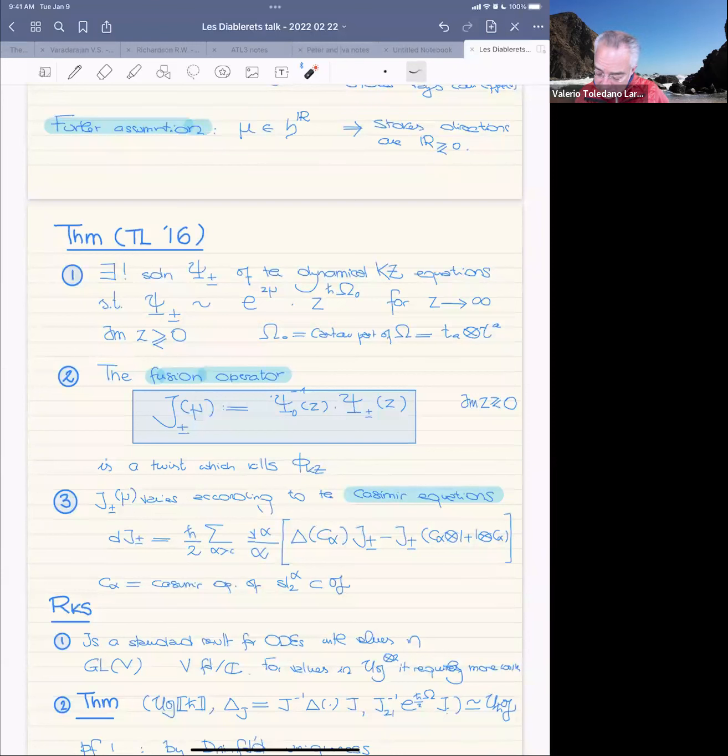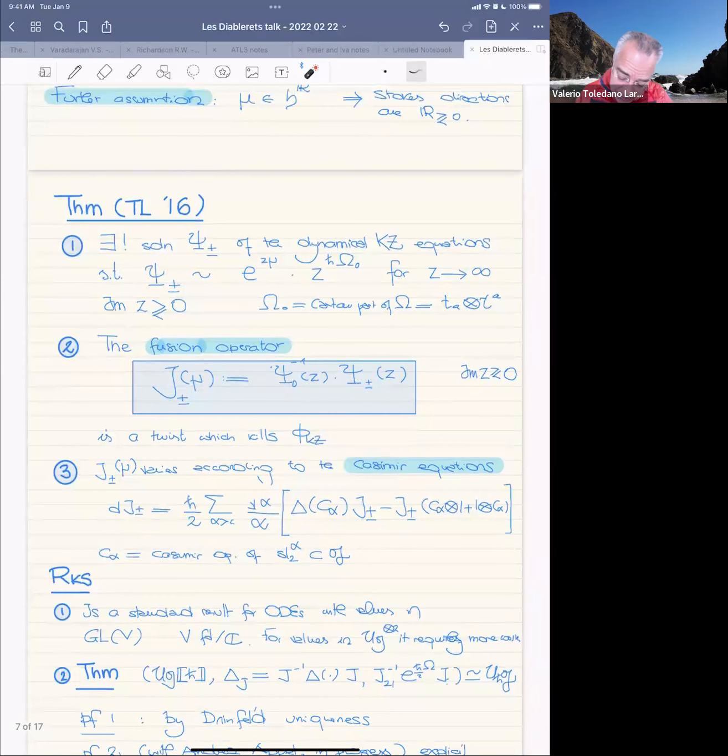I'm now going to introduce the fusion operator, which is basically the constant element of UG tensor 2 that relates them. They differ by a constant element, and this is the constant element, which is still a function of mu. The claim is that this is an element in UG tensor 2, and this is a twist which kills the KZ associator.